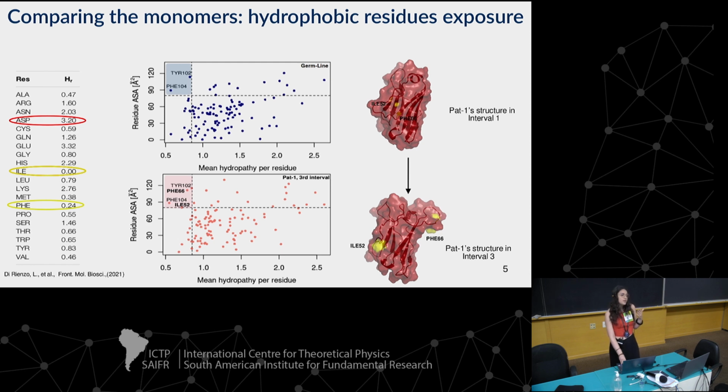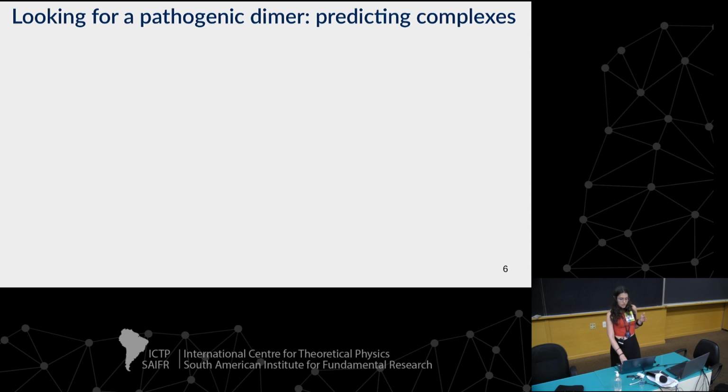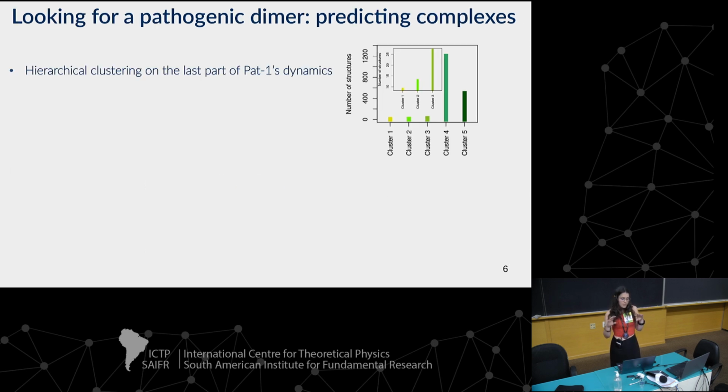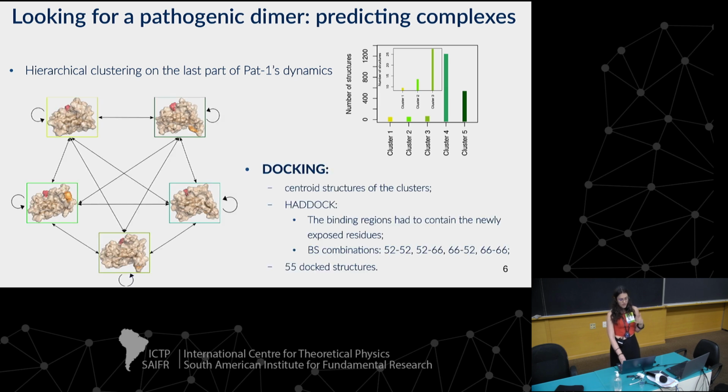And so we said, okay, given this information, we can actually try to look for a dimer based on this consideration. To do so, we first performed a hierarchical clustering based on root mean square deviation as the metric of the part of the dynamics that, in the mutant, shows the major conformational changes. Here we have the abundances of structures in each cluster. We consider the centroids. And so this is not a pentagram for any dark magic.